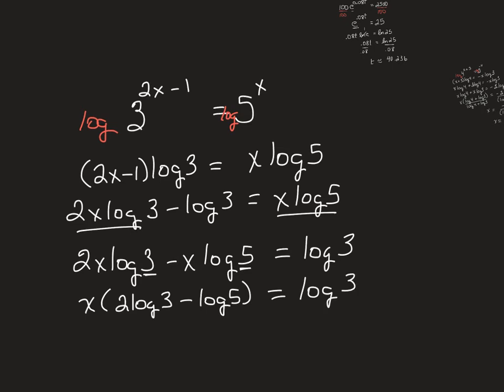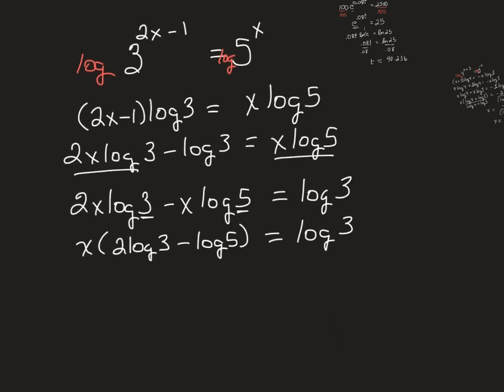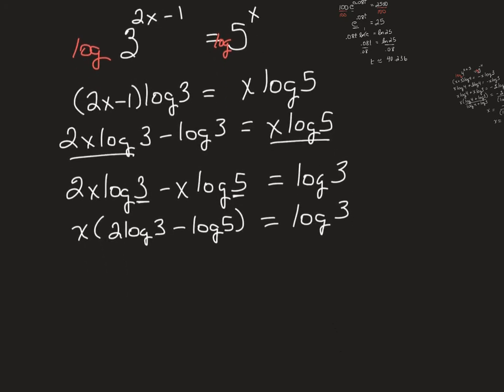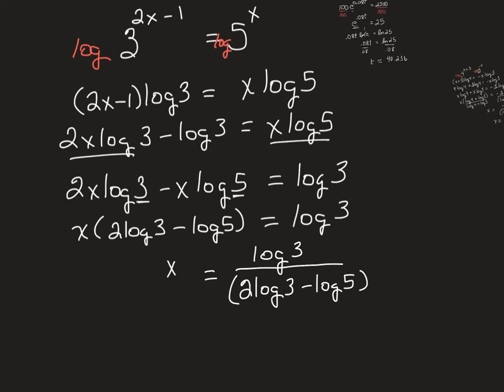And to solve this for x, I'm going to divide both sides by 2 log of 3 minus the log of 5. So we'll have the log of 3 divided by twice the log of 3 minus the log of 5. Again, I'll put this in parentheses to remind us. And when you plug that into your calculator, being careful of your parentheses, you should get x is approximately 1.869.